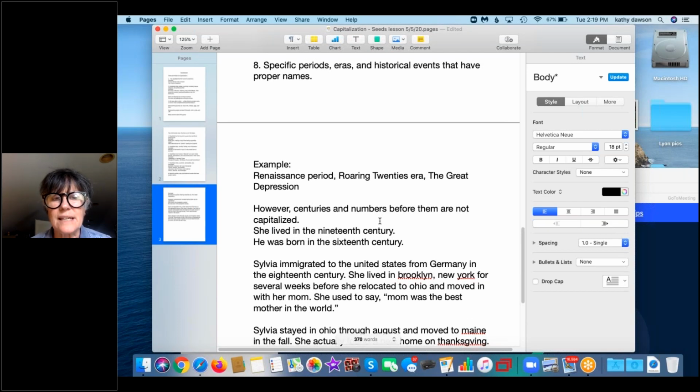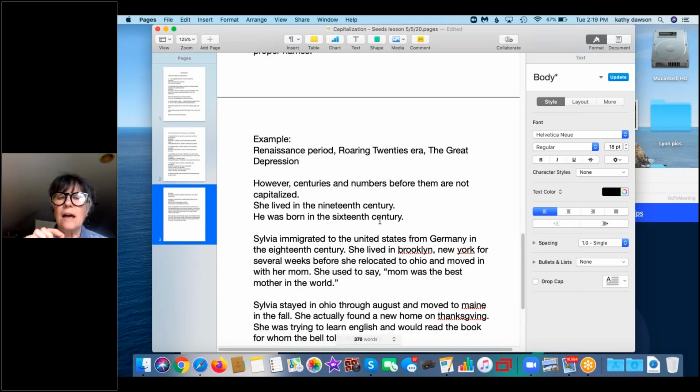Now this is interesting. However, centuries and numbers before them are not capitalized. I don't know who came up with this stuff, but for example, she lived in the 19th century. That is not capitalized.